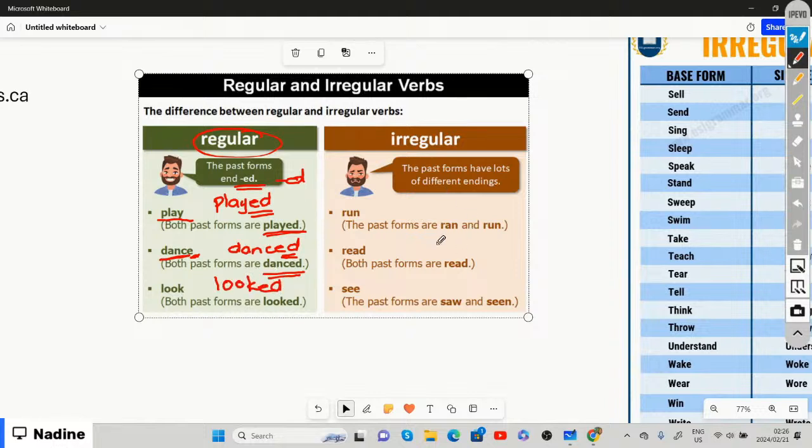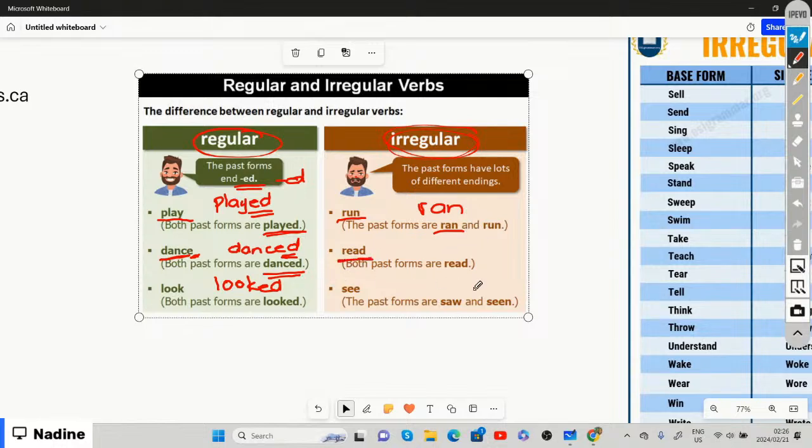But when it comes to the irregular past tense, right? The past tense forms have lots of different endings, and that is why you're going to have to just remember the past tense form, right? For example, we made an example of run, and the past tense of run is ran.